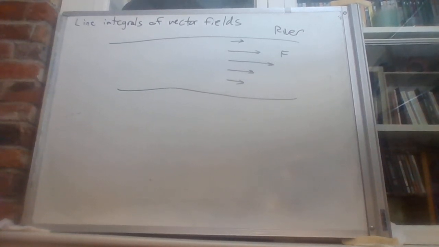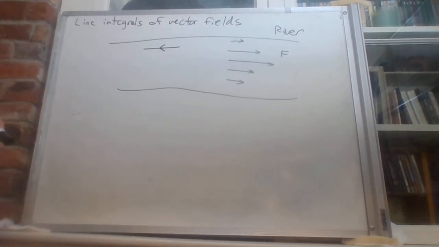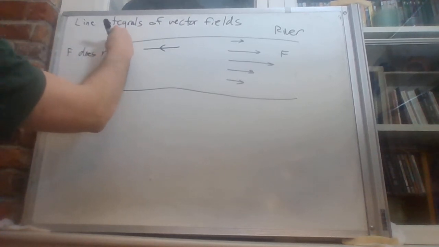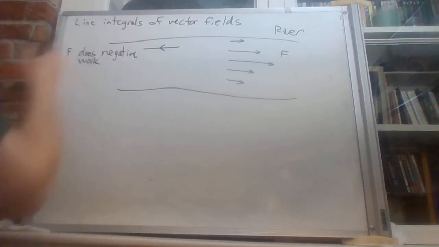To get some intuition about line integrals of vector fields, imagine a vector field f describing the flow of water in a river. If we were to swim in the opposite direction of the current, then this would require extra effort. Since f is extracting extra work from us, we would say that f does negative work, because it's extracting work from us. We're moving in an opposite direction.